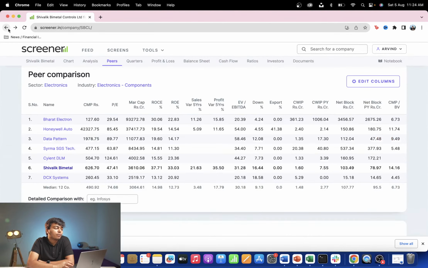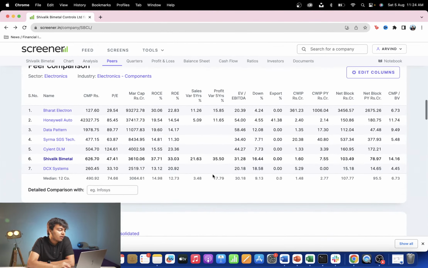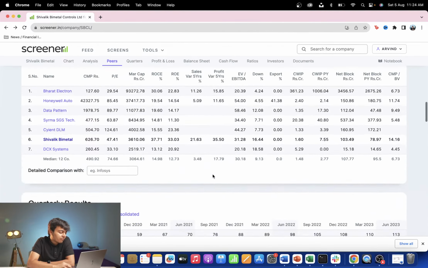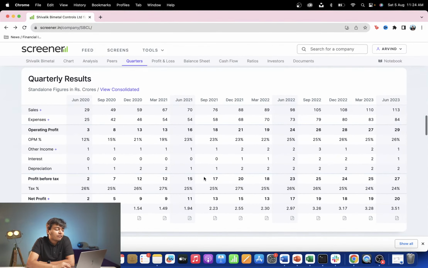If you want to look at the profit of the past 5 years, if you want to look at the sales of the past 5 years, all those things you can do. There are almost every fundamental indicator included in this particular comparison analysis, or the columns that we have on Screener.in. Then we have the quarterly results.